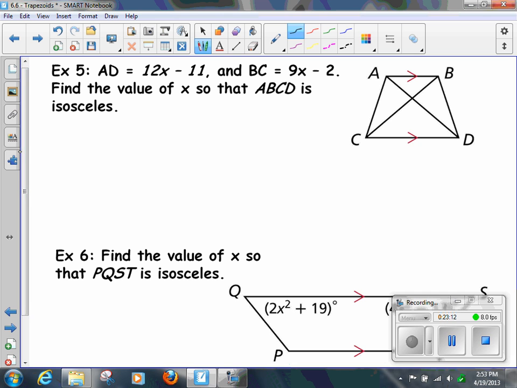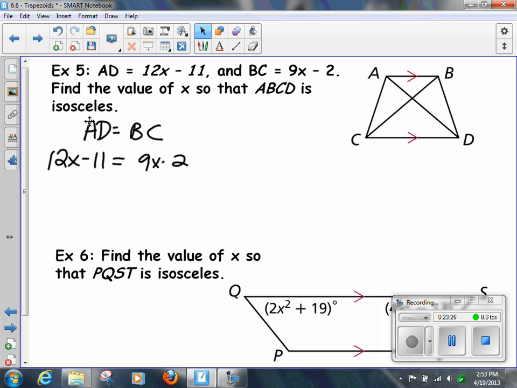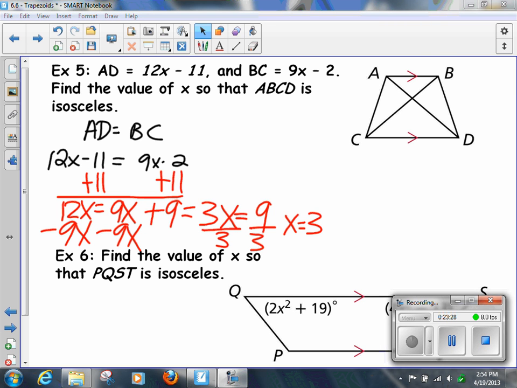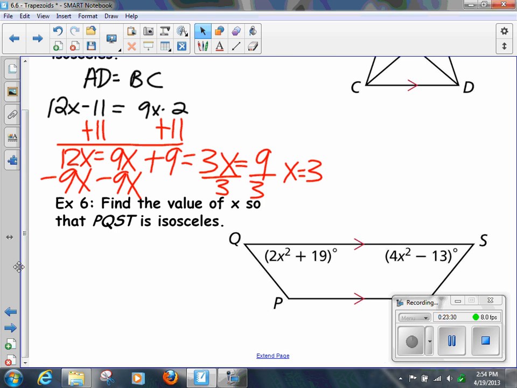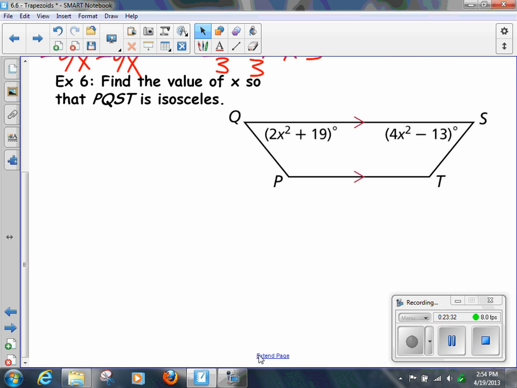What am I going to do with AD? What do we know about AD and BC? They're congruent. They're equal to each other. Good. I'm going to substitute the expressions in here. All right, here we go. What about it, Brandon? Go ahead.